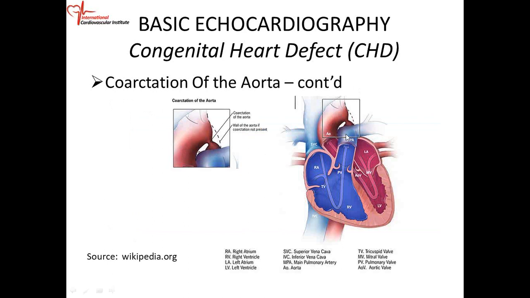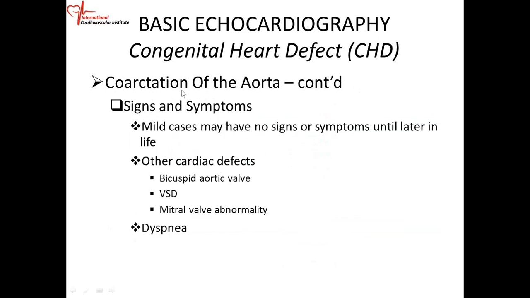Okay? So what are some of the signs and symptoms of coarctation of the aorta? Mild cases may have no signs or symptoms until later in life. So again, come to the echo lab, routine study, pick it up. They may have other cardiac defects, such as bicuspid aortic valve. Remember we said that Turners tend to have bicuspid aortic valve as well. They may have ventricular septal defect, mitral valve abnormality as well.